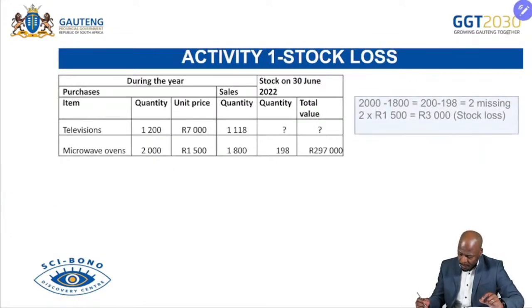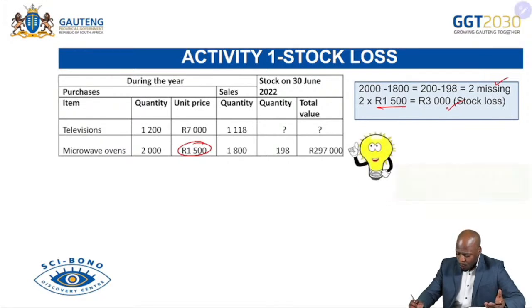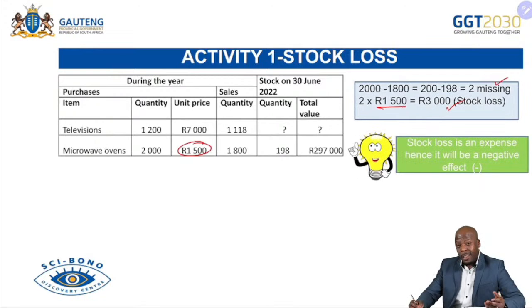All right. I want you to see this then. If we come here, you will then see that here is my 2 that are missing. And if I multiply it by the cost per unit, which is your 1.5, I end up now with my 3,000, which is my stock loss. So if 3,000 is my stock loss, remember, I must then show it. And let's come and see how we will show it. It is very important that you know that your stock loss is an expense. All right. Hence, it will have a negative effect on our profit.